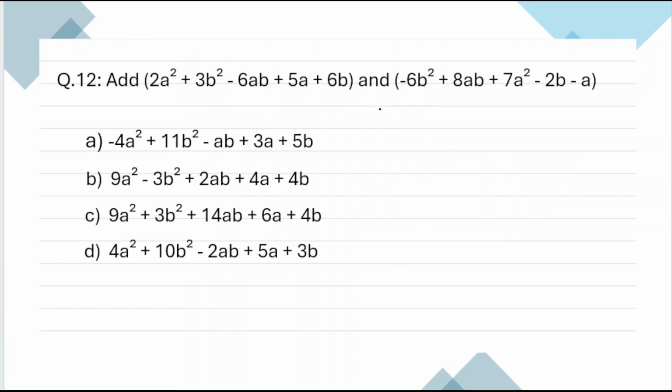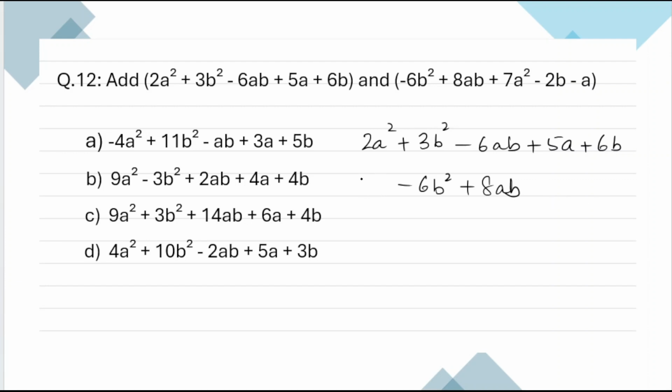Add these two polynomials. So again, let's write them. So 2a square plus 3b square minus 6ab plus 5a plus 6b. The second one starts with negative 6b square. So look for the b square term. This one. So negative 6b square plus 8ab will come over here, plus 7a square. So I will write it below a square, not here. So it is 7a square plus minus 2b. It will come below this b term and minus a will come here.